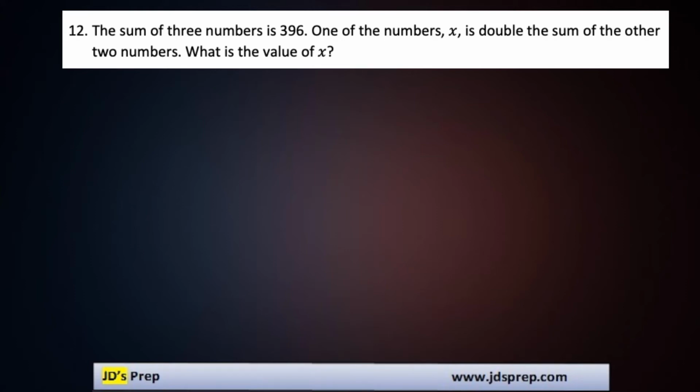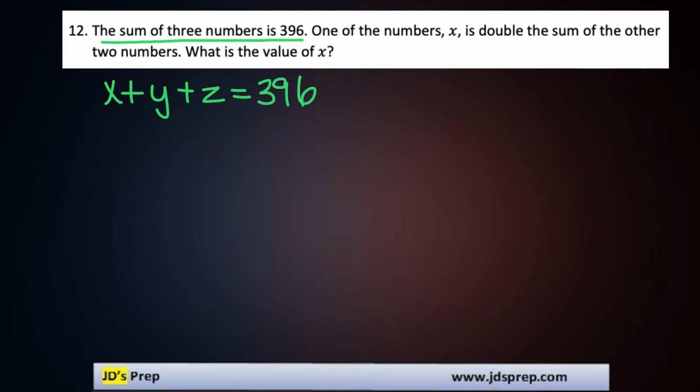The first statement in this word problem tells us that the sum of three numbers is 396. So we obviously have three unknown variables. Let's call them x, y, and z. And we know that if we add all three of them, we're going to get 396.